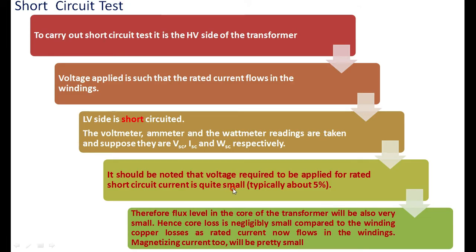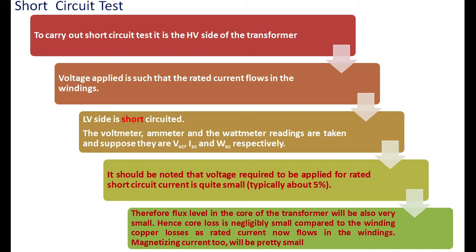Then you will move on to the short circuit test. How do we conduct the short circuit test? The short circuit test is conducted by connecting all the meters on the HV side, and the LV side is short circuited. It is exactly opposite to the open circuit test. In the case of the open circuit test, you connect the meters on the LV side. However, in the short circuit test, you connect all the meters on the HV side. So, what is the reason? I will tell you in the next slide.